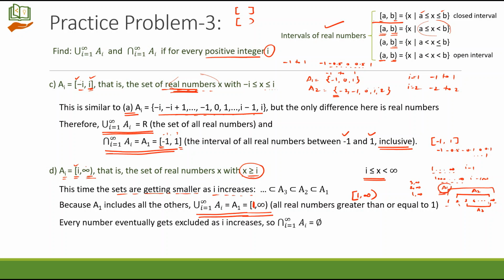What about the intersection? Every number eventually gets excluded as i increases. Before infinity there will be a number, let's take it to be some p. Now you have 1, 2, 3, 4. When you move to A2 you are leaving 1. When you move to A3 you are leaving 2. Similarly, when you come to this p you will have left all the other numbers. What is there in the intersection? Nothing will be there. That is what they say. Every number eventually gets excluded as i increases. When you near infinity, the generalized intersection will be the empty set.